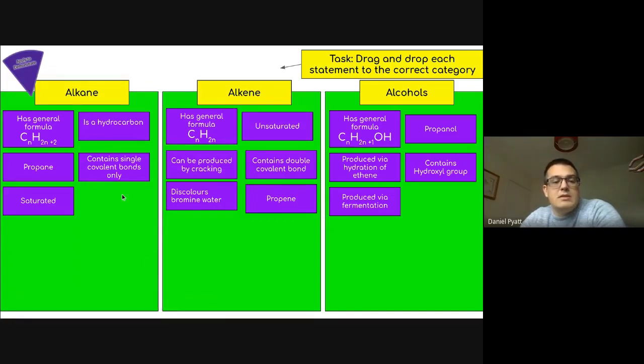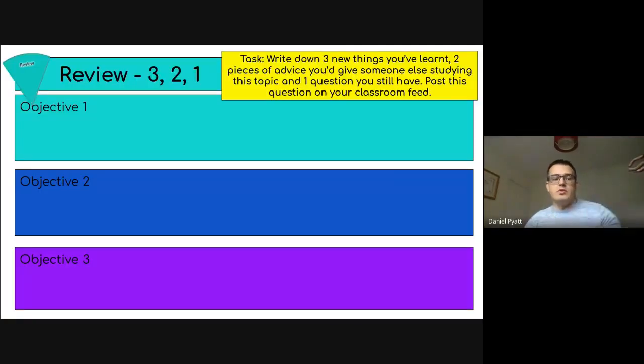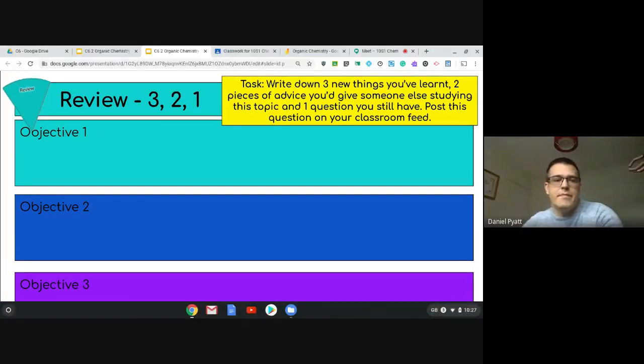Alkanes contain single bonds only. Propane is an alkane because it ends in ane, and they're saturated. Propene would be an alkene, and obviously propanol represents alcohol. They contain hydroxyl groups and can be made either via fermentation or hydration. We've covered and evaluated both of those. And then the other points about alkenes are about cracking and about how they discolor bromine water. That's the test for unsaturation, which is when we have a double bond. Okay, so that should have been fairly straightforward. And then we've got your individual review, which I'll come back to shortly.